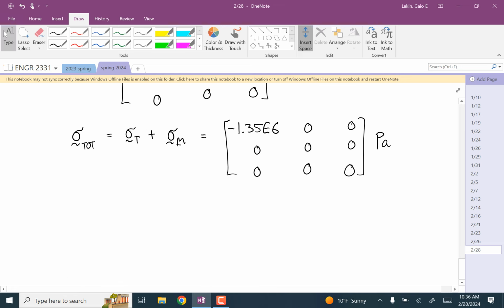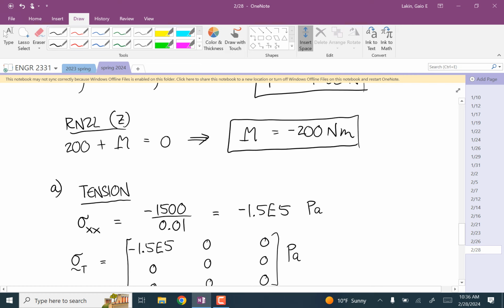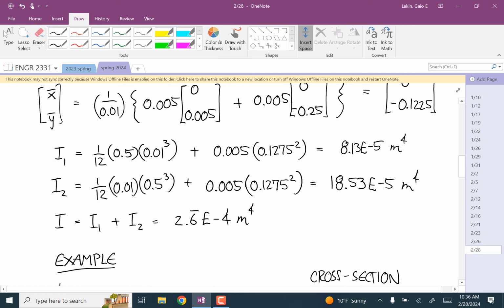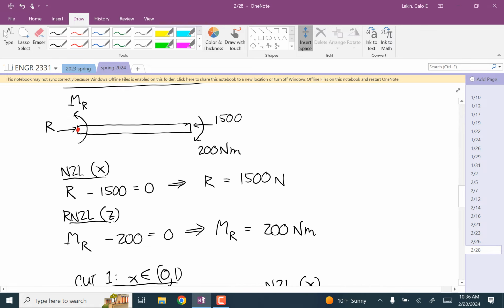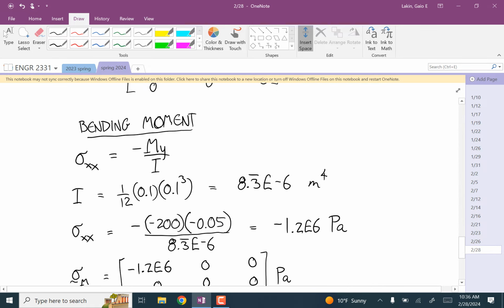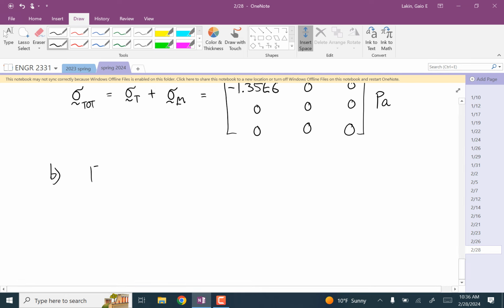Okay, so now let's do the same thing for the area moment of inertia that we calculated in this example here, this T shape. Okay, so now we're going to the T shape cross section. Okay, so what do you expect to happen here?